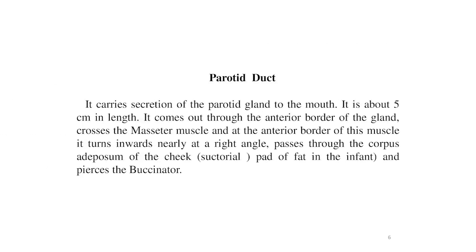Now, the structure of the parotid duct: it carries secretions of the parotid gland to the mouth. It is about 5 cm in length. It comes out through the anterior border of the gland, crosses the masseter muscle, and at the anterior border of this muscle it turns inwards nearly at right angles, passes through the corpus adiposum of the cheek, the suctorial pad of fat in the infant, and pierces the buccinator. It then runs for a short distance obliquely forward between the buccinator and the mucous membrane of the mouth and opens into a small papilla in the mucous membrane of the cheek, opposite the crown of the second upper molar tooth.